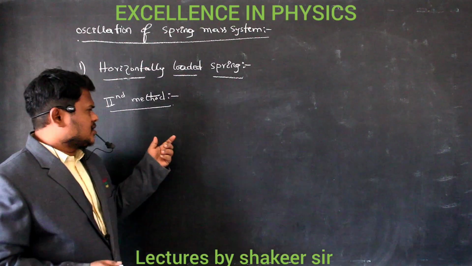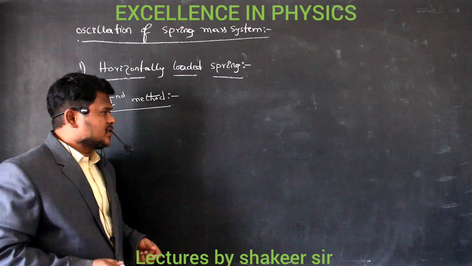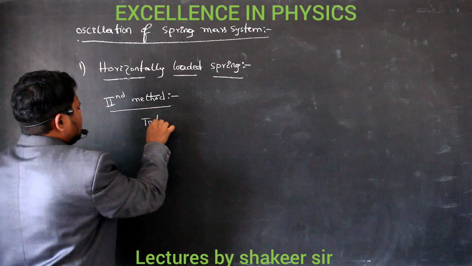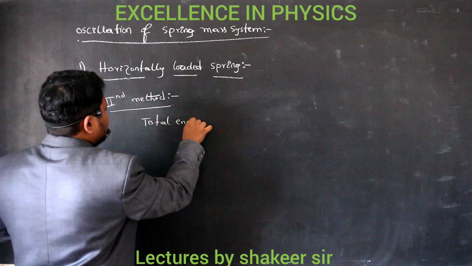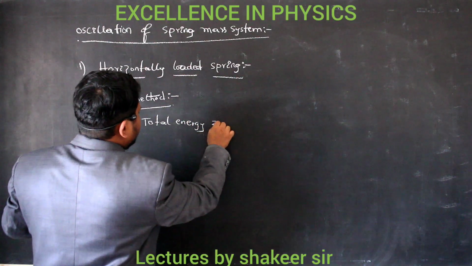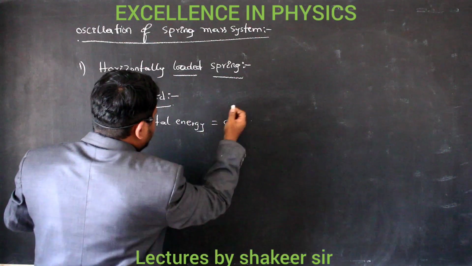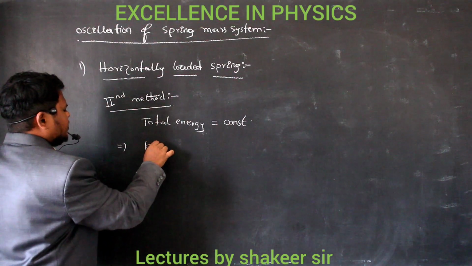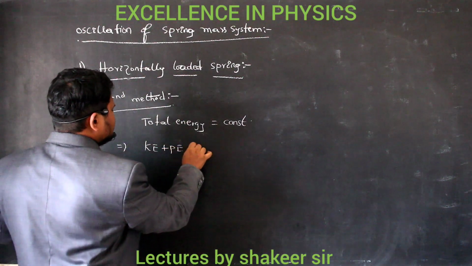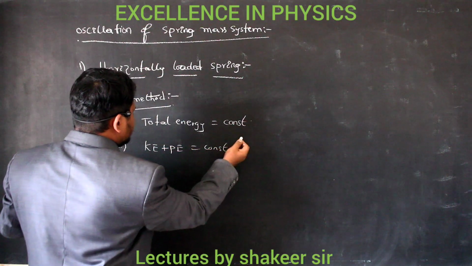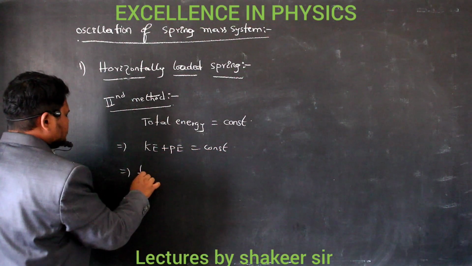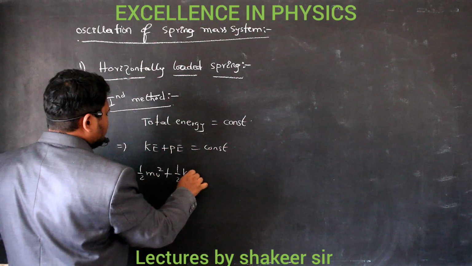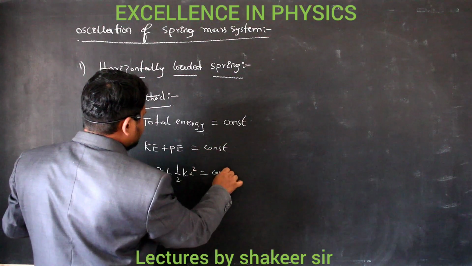Now we are trying to understand by one more method which is called the energy method. So what is meant by energy method here? So total energy of a simple harmonic oscillator is always a constant. Already we have studied about this one. So what is meant by total energy? The sum of kinetic energy plus potential energy is always a constant. So how can I write kinetic energy? Kinetic energy is nothing but half mv square. Potential energy is nothing but half kx square. This is equal to constant.